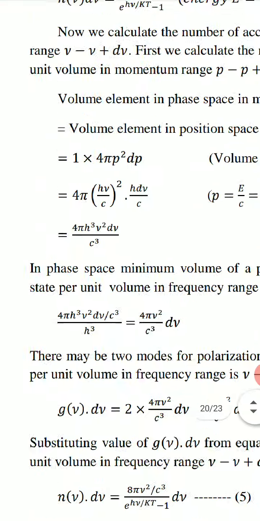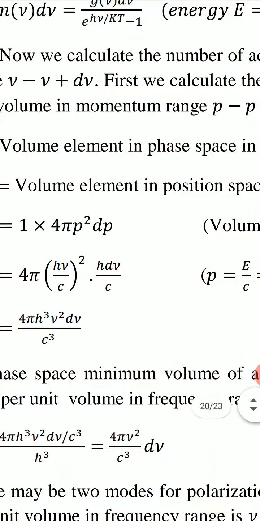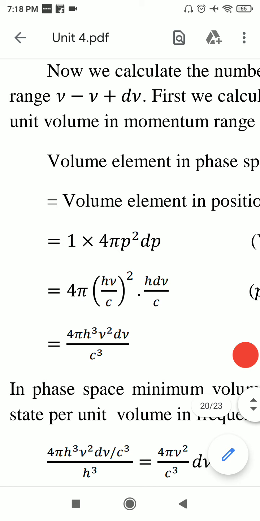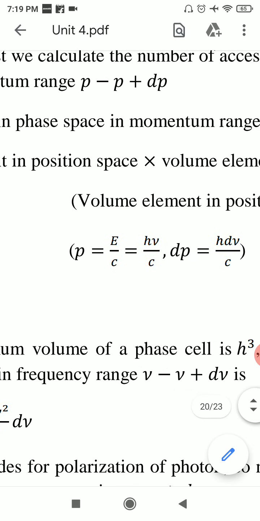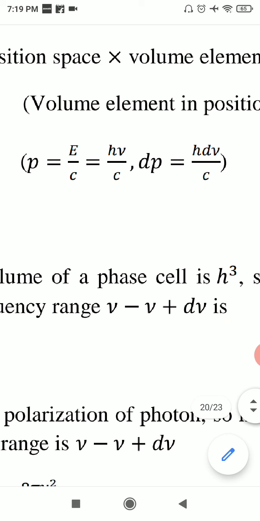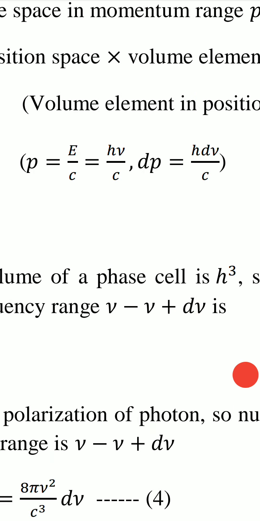So the momentum volume element in phase space now becomes equal to 1 into 4 pi p square dp. Now we put the value of momentum. Momentum p of a photon is equal to E upon c, and E is h nu. So p equals h nu upon c, and if we differentiate this, this will give dp. h and c are constants, so dp is h upon c into d nu. Differentiation of nu is d nu.